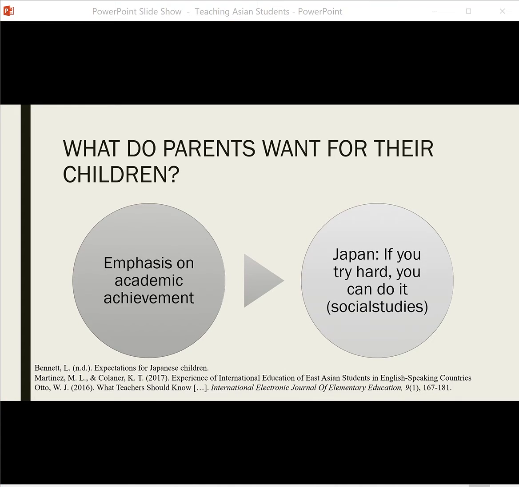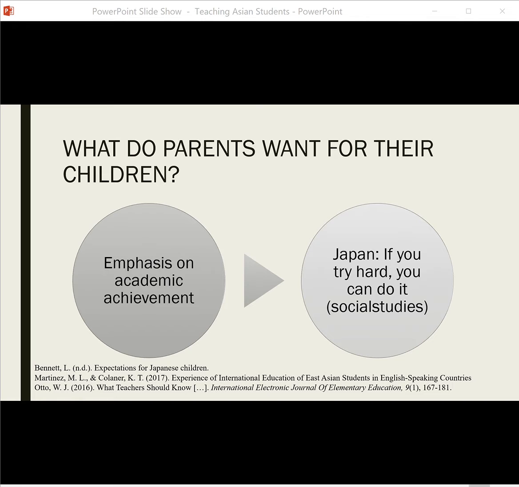What do parents want for their children? Like I've been saying this whole time, there's a very great emphasis on academic achievement, because a higher academic achievement of their child will guarantee them a social and economic ascent in either China or in their home country, in the US.